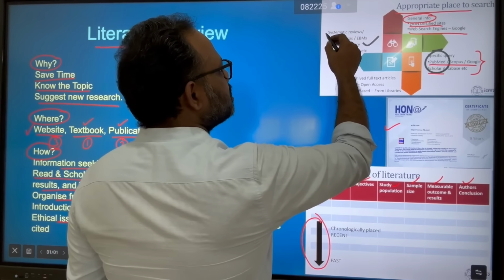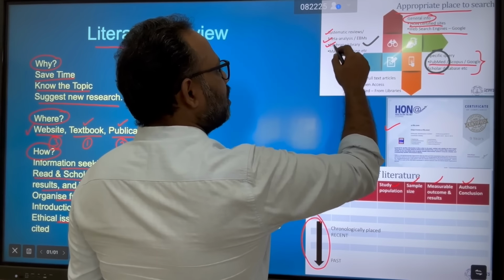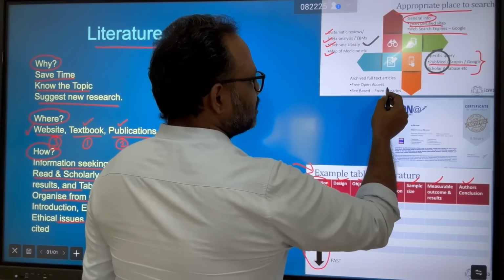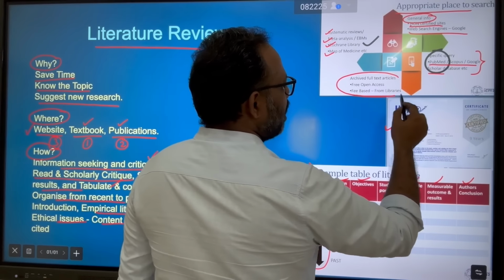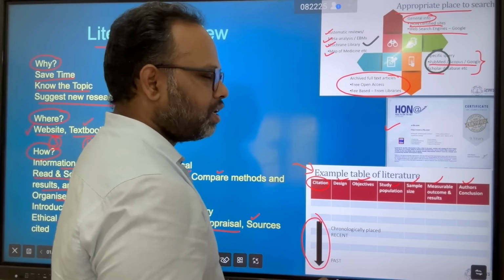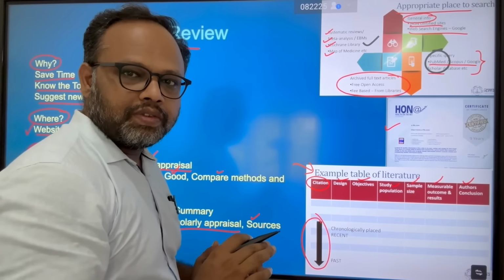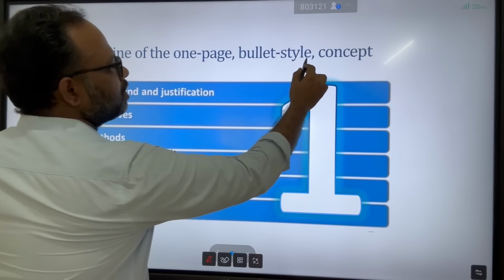Then we have the systematic reviews, meta-analysis, Cochrane Library and Map of Medicine. And you can access the free open access journals and fee-based journals from the libraries of your universities, or the access which you can get. We have seen about the concept paper.